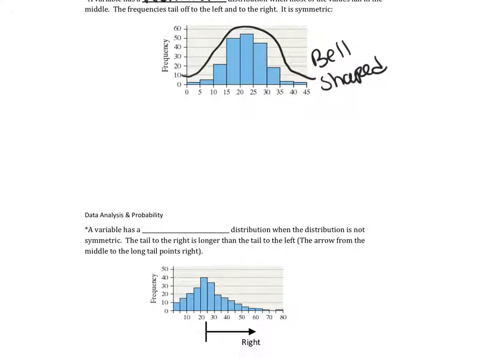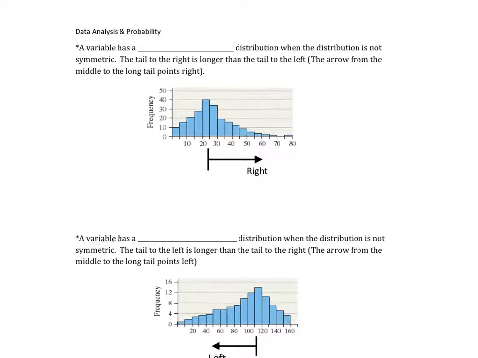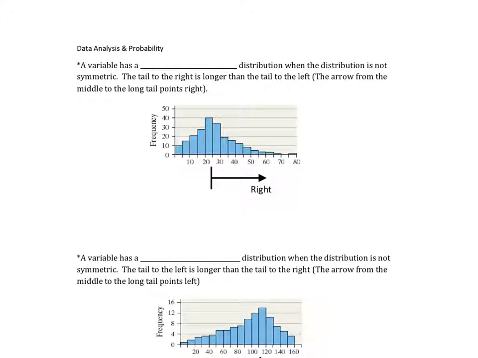Okay, then on the next page is our skewed data. So a variable is skewed to the right, it's a skewed right distribution, when the distribution is not symmetric and the tail to the right is longer than that of the left. So the way it's skewed is whatever way the tail is going. Most of the data is to the left, but then there's this data off to the right that's pulling it over and preventing it from being symmetric. So whatever side the tail is on is the way it's skewed.